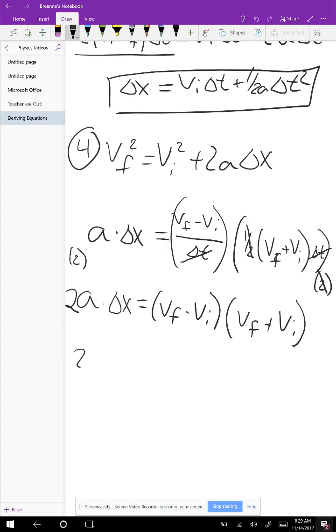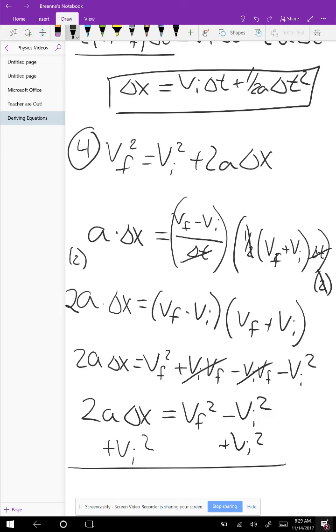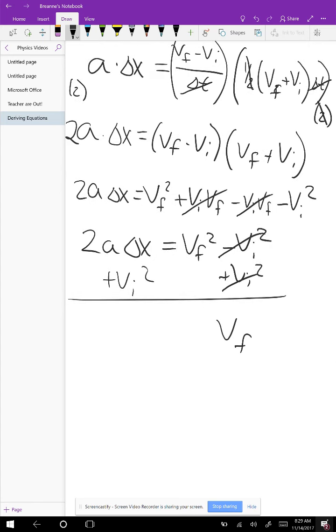So again, you do some manipulation, you end up getting v final squared plus v initial times v final minus v initial times v final minus your v initial squared. So those end up canceling because ones add, ones subtract, getting us to 2a delta x equals v final squared minus v initial squared. And at this point in time, it's just manipulating to get it to look like our earlier equation. So we get v final squared equals 2a delta x plus v initial squared.